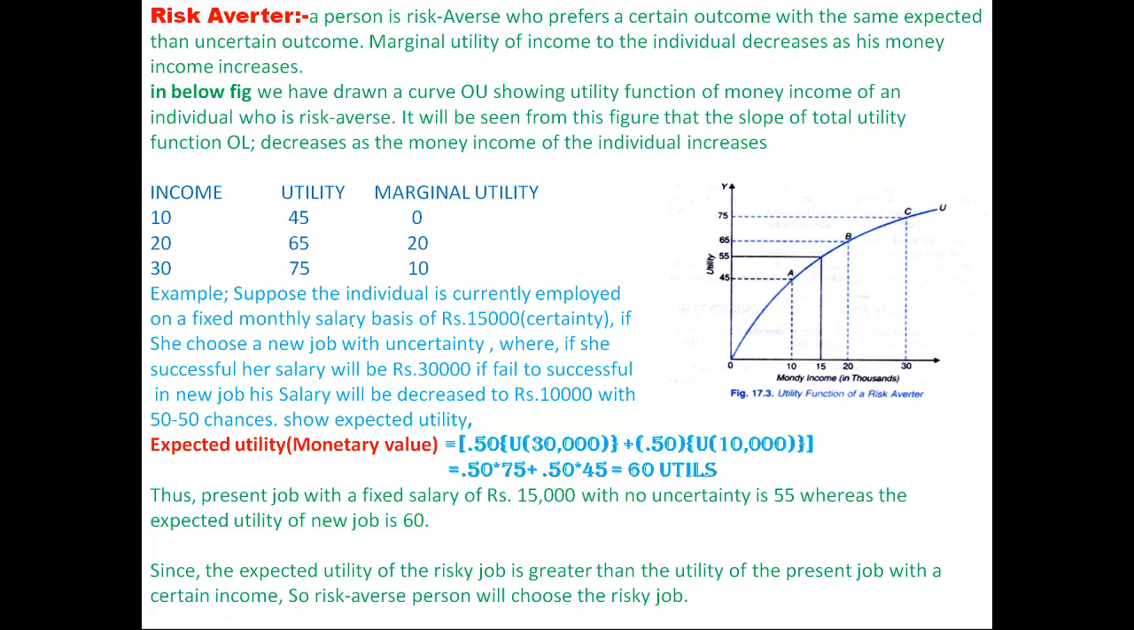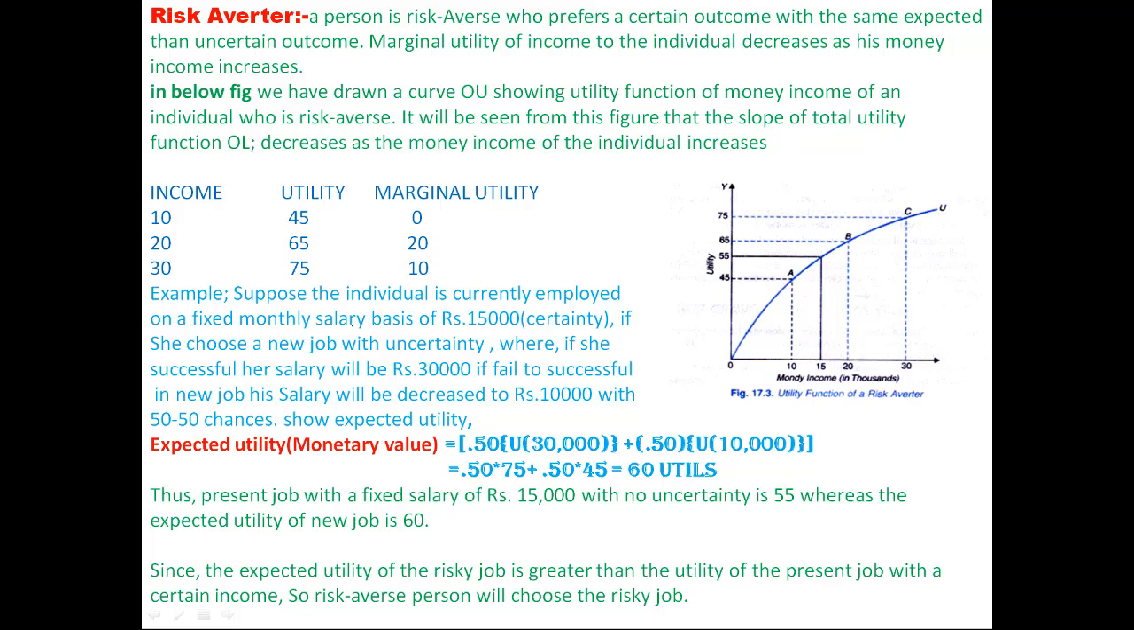Okay, so the present job with a fixed salary of 15,000 with no uncertainty gives a utility of 55. But the new job is giving 60 utils. So obviously there are greater utils in the uncertain situation.